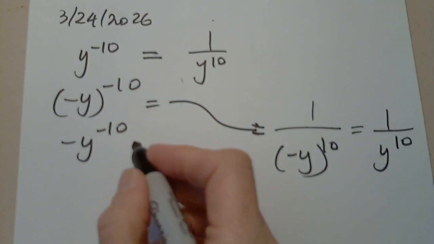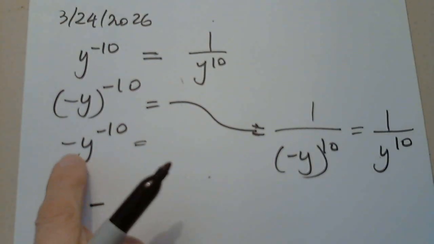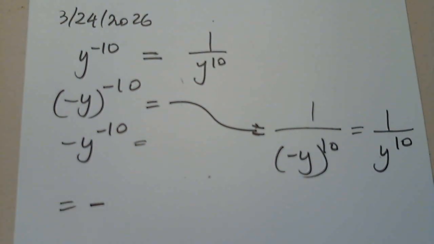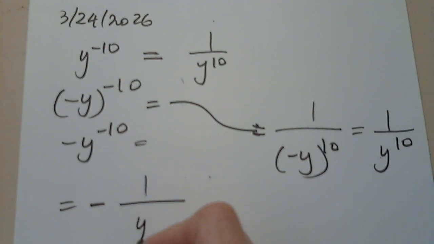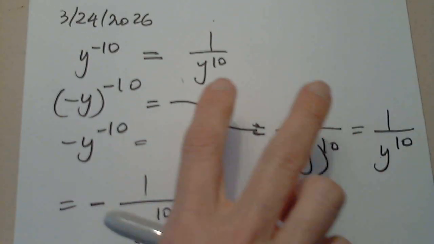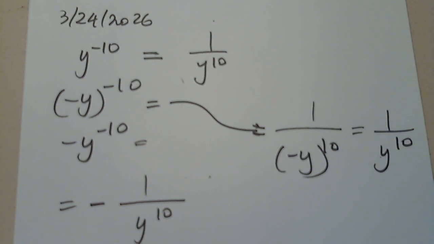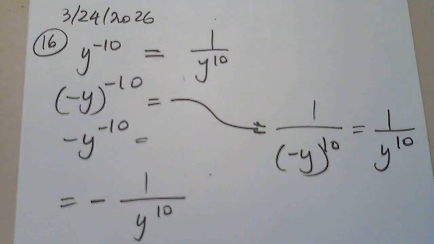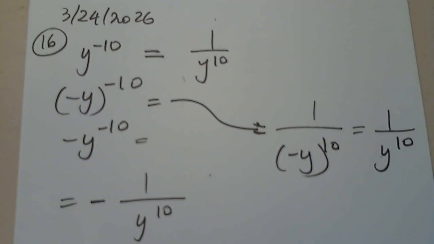The last one, the negative in front of y has nothing to do with the power. That has to stay. So this is y. This is negative 1 over y to the 10th. It happens that these two are the same, but this is a totally different story. Is this okay? So this was 16. Any questions, anybody?